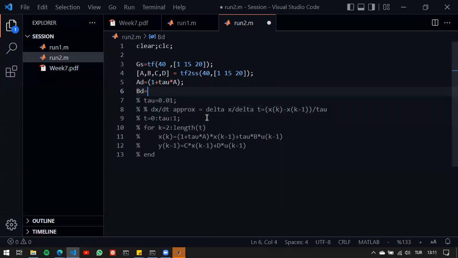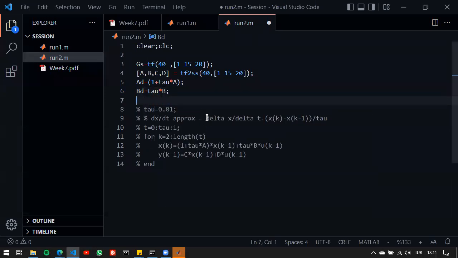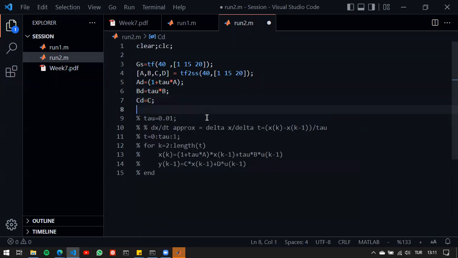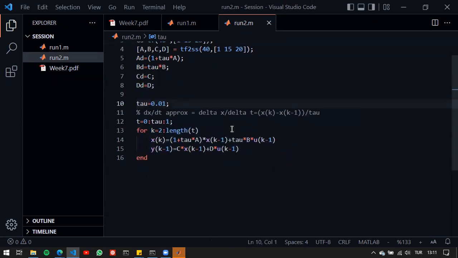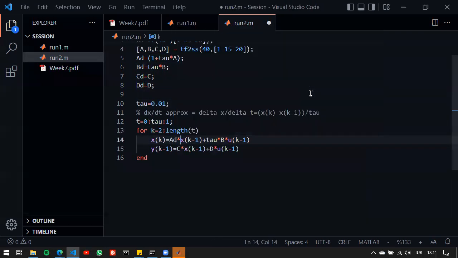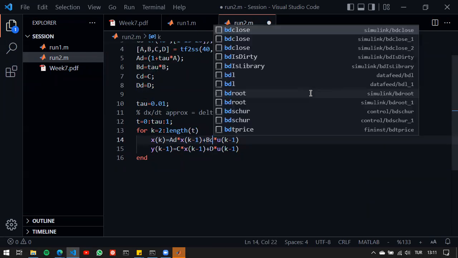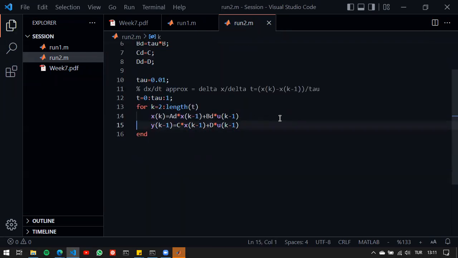And BD equals tau times B, and that's it. CD will be equal to C, DD will be equal to D because they are static relations. So now, of course, when I define a new variable instead of this, what I can do is just use them here. So we have still a problem, and the problem is the following.